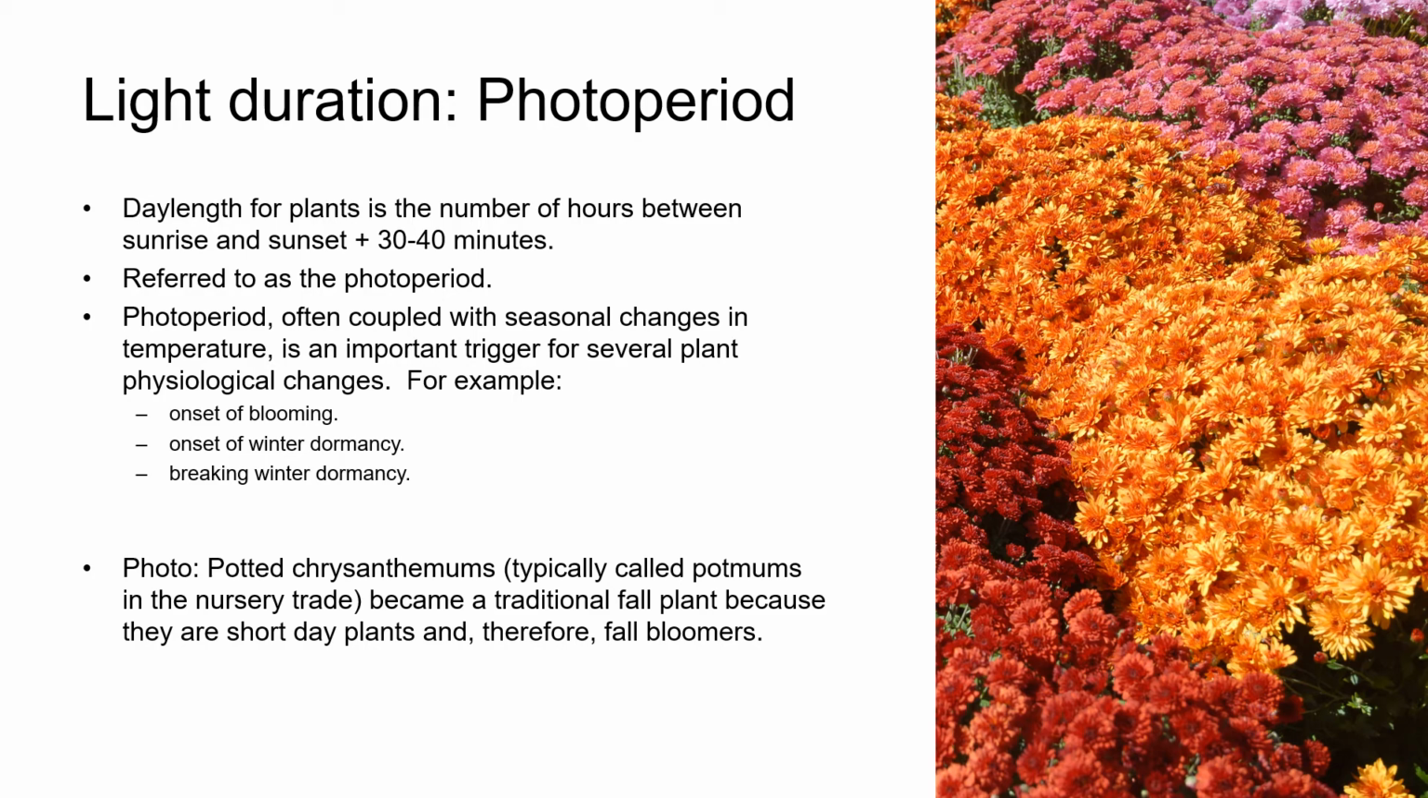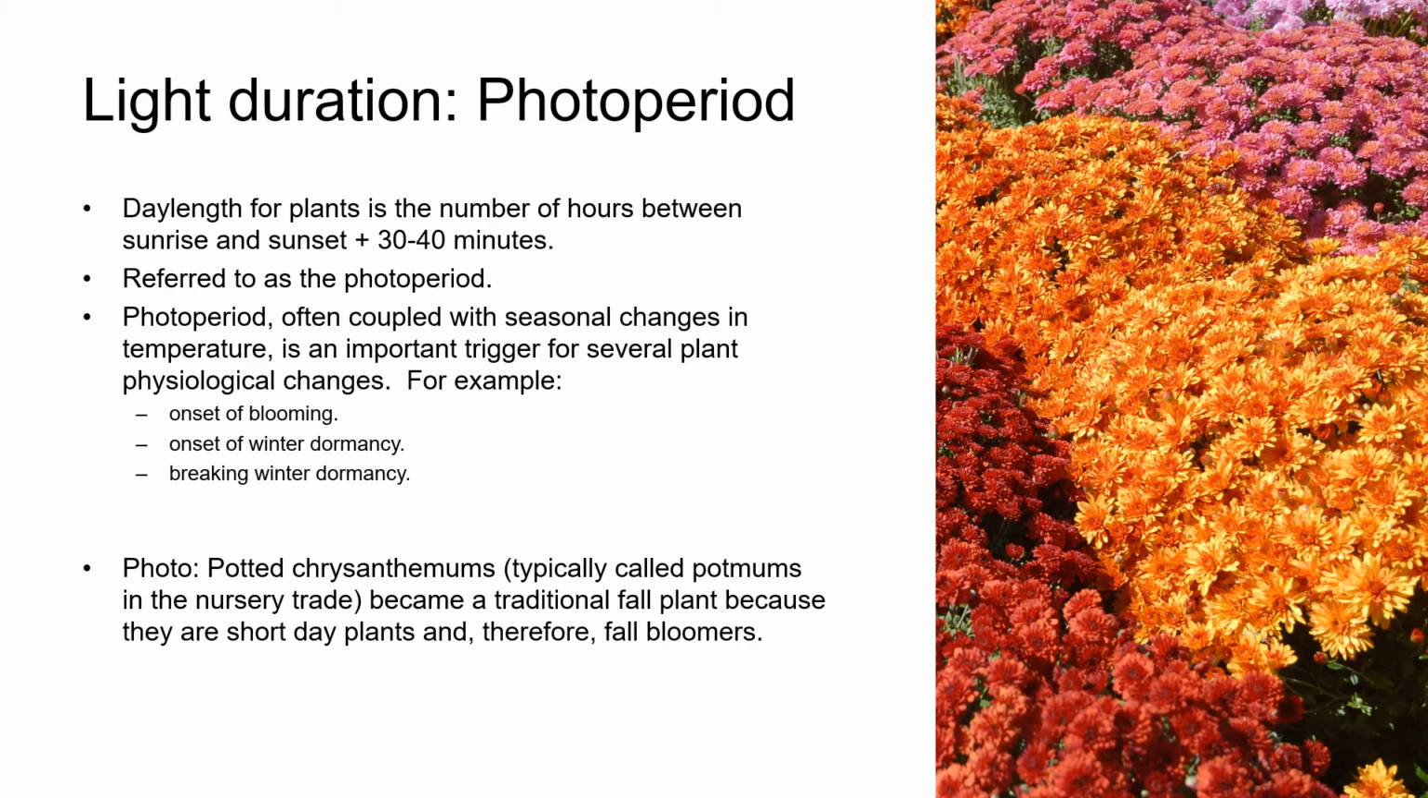Photoperiod varies with latitude and the time of year. Close to the equator, there's little variation in day length. It's roughly 12 hours of light and 12 hours of dark every day, with little seasonal fluctuation. As we get further away from the equator, there's more variation in day length. Day length changes throughout the year as the Earth's angle to the sun changes, and the variation in day length, often coupled with changes in temperature, can be an important trigger for many plants in their growth cycle.